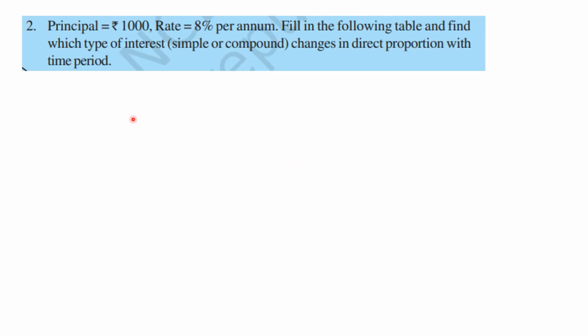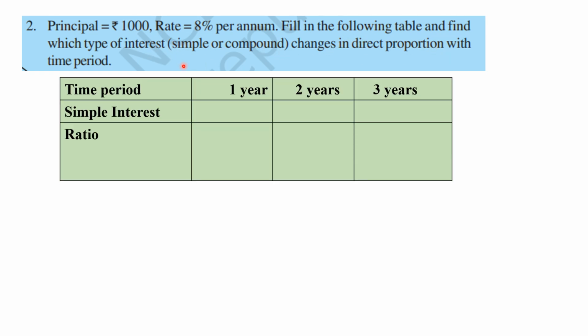Now question number 2. Principal is given as 1000 rupees. Rate is 8% per annum. Fill in the following table and find which type of interest, simple or compound, changes in direct proportion with the time period. So you have to check whether interest is in direct proportion with time period in simple interest or in compound interest. Now I am going to find it out one by one.